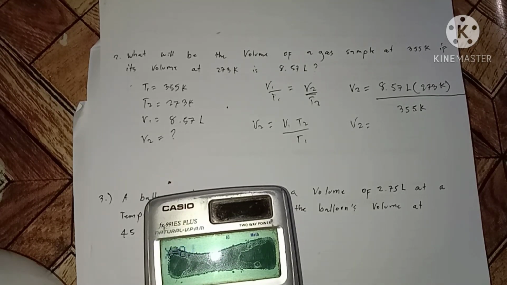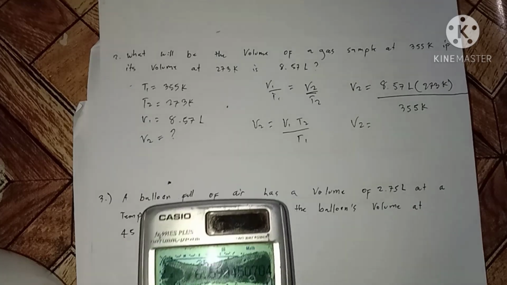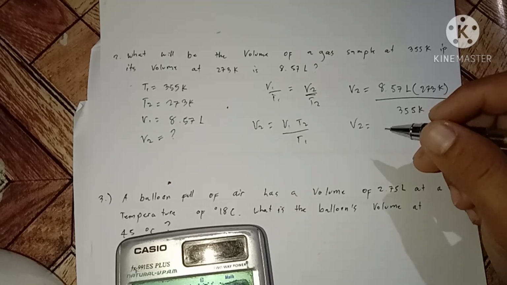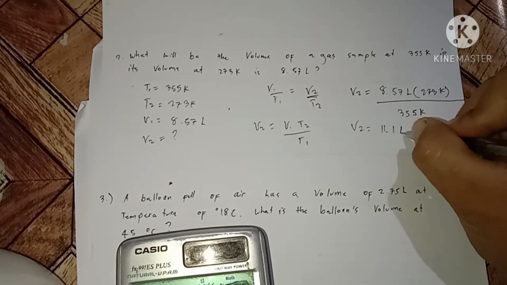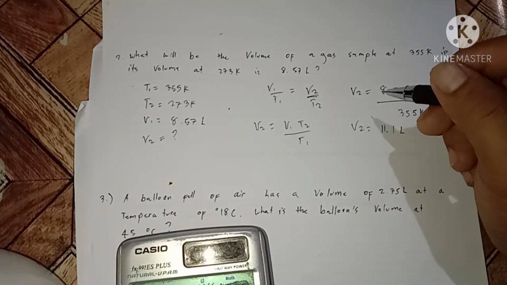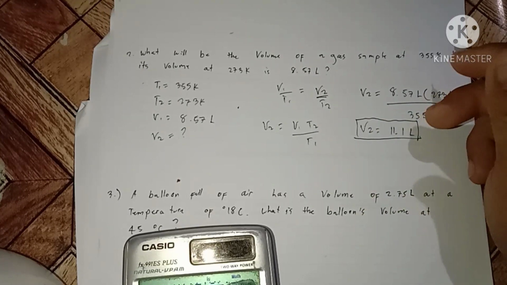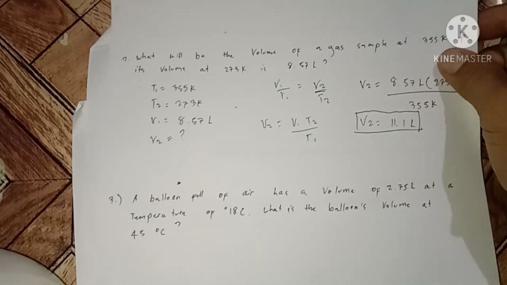8.57 times 273 over 355. Shift solve, the answer is 6.59 liters. So that's the final answer for volume 2. Then proceed to problem number 3.